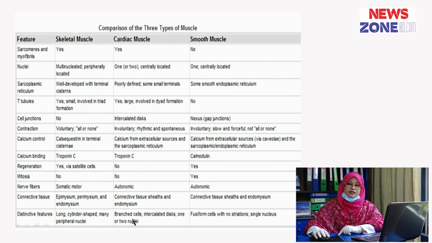Skeletal muscles are long and cylindrical with many peripheral nuclei, and cardiac muscles are branched cells, intercalated discs are present, and one or two nuclei are present. And in smooth muscle there are fusiform cells with no striation and a single nucleus that is centrally placed.